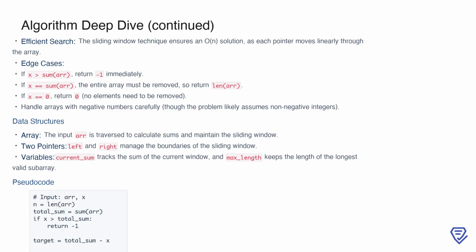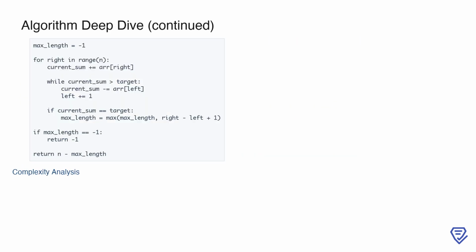To implement this, we start by initializing key variables: total_sum, left, current_sum, and max_length. As we iterate through the array using the right pointer, we dynamically adjust the window and check for valid subarrays that sum to the target. In this pseudocode, we initialize max_length to -1, which helps us track whether we found a valid subarray. As we iterate through the array, we add the value at arr[right] to current_sum, expanding the window. If the sum exceeds the target, we shrink the window by repeatedly subtracting arr[left] from current_sum and moving the left pointer forward. This ensures that the window remains valid and doesn't exceed the target.